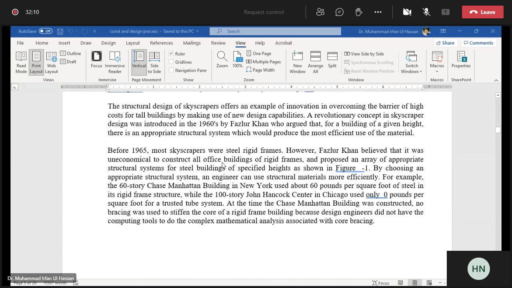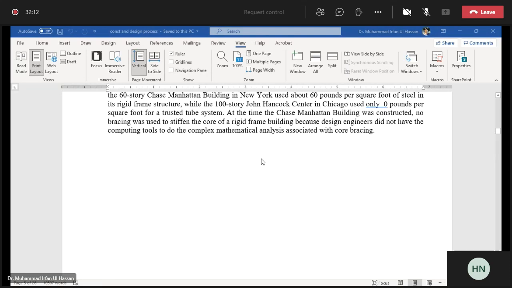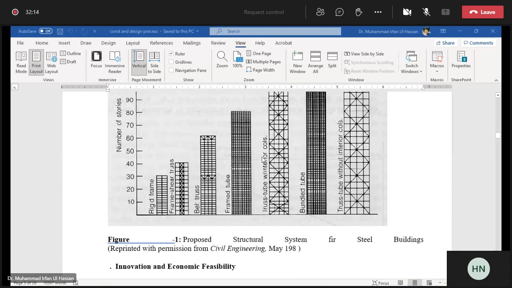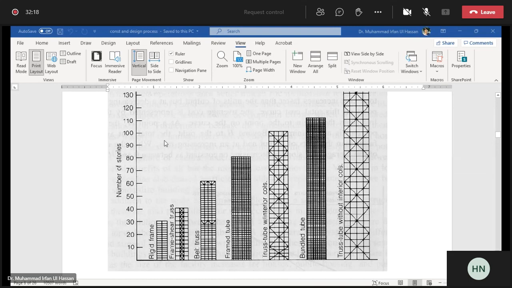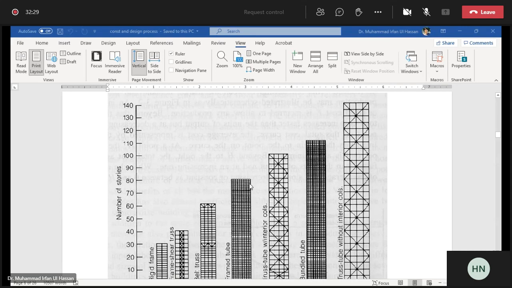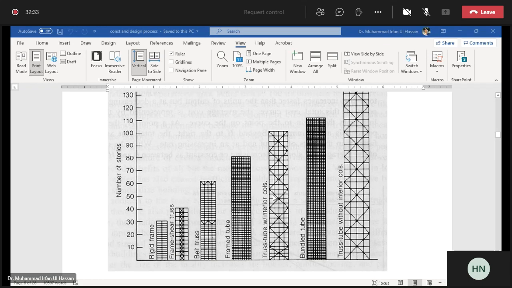Basically, there was an architect, Fazlur Khan, who gave different ideas in his research paper about which building system can be selected for different heights. In Pakistan, most buildings are 10 to 30 stories, so it is a rigid frame. If you have to make a building of 100 stories, it is not possible, and you have to go for the bundle tube system.